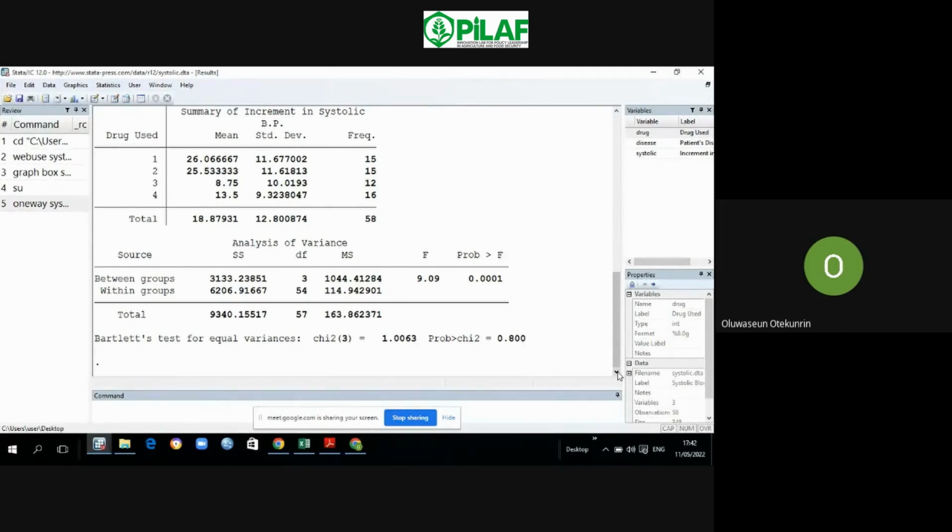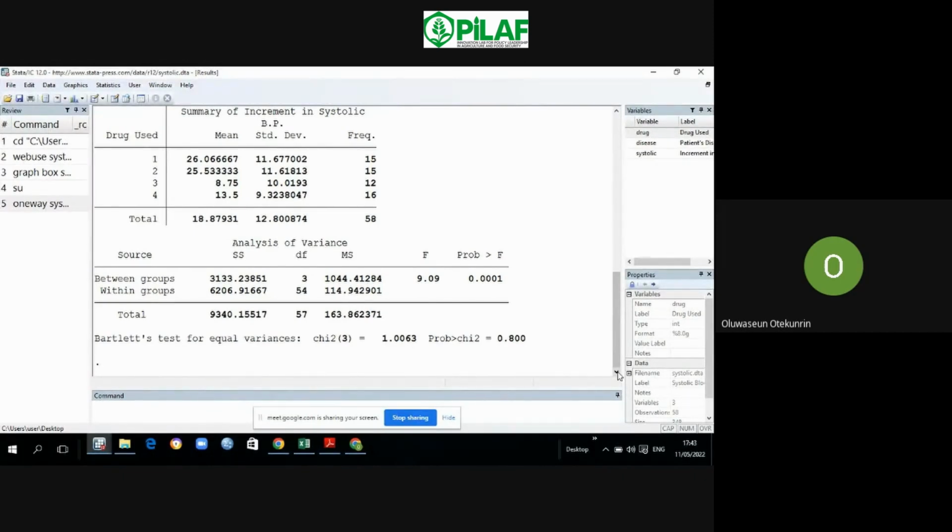That is what the null hypothesis is saying. The alternative hypothesis is saying at least a pair, but we don't know the pair. So whether it's drug 1 versus drug 2, or drug 1 and drug 3, once you have at least a pair not being equal, then the alternative hypothesis will hold. So we are rejecting the null hypothesis from this result. At the 95% confidence level, our alpha is 5%. So we are rejecting the null hypothesis that they have the same effect on systolic blood pressure.